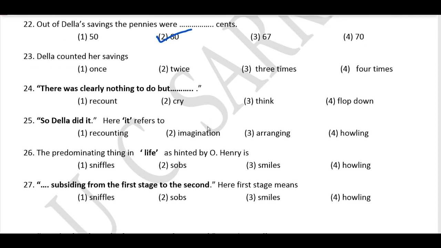Then 23. Della counted her savings. How many times? 1, once, twice, 3 or 4. The right answer is 3. 3 times she counted her savings.